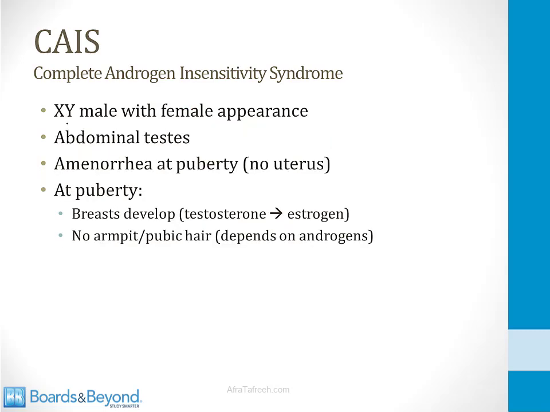So a baby with complete androgen insensitivity syndrome will be a chromosomal XY male with a female appearance. If you do imaging, you will find abdominal testes. There will be amenorrhea at puberty because there is no uterus. In addition, there are no ovaries to release estrogen.